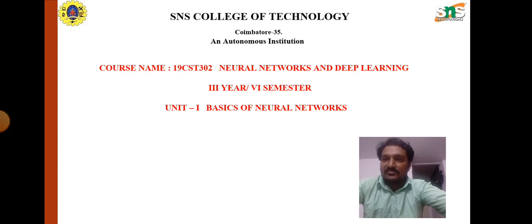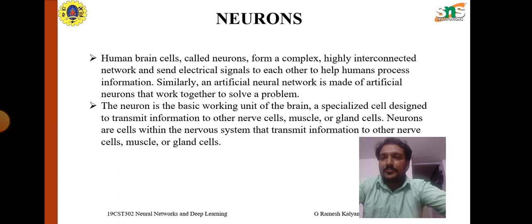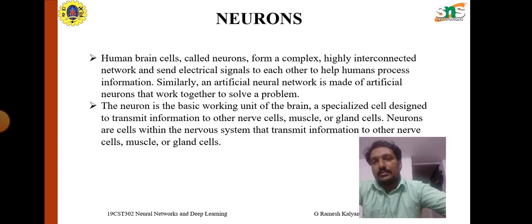The course name is 19CST 302 Neural Networks and Deep Learning, and the topic is Basics of Neural Networks. So, as we saw, the neural network is composed of neurons in it. This neural network is inspired from the working of the human brain. As human brains have many neurons inbuilt in it and interconnected within it, similarly, the neural network uses multiple artificial neurons in it, and these artificial neurons can be called a node. So, it has interconnected nodes in it.